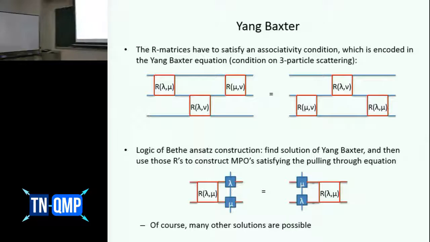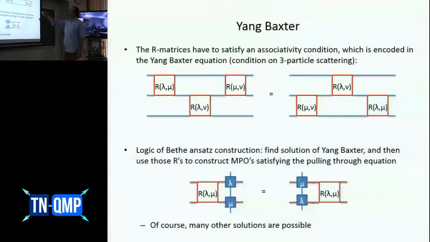That means that these R matrices, these gauge transforms, must satisfy certain relations. This is what is known as the Yang-Baxter relation. So you see, this is just an immediate consequence of the fundamental theorem of matrix product operators: if two MPOs are equal to each other, they must be related by a gauge transform.